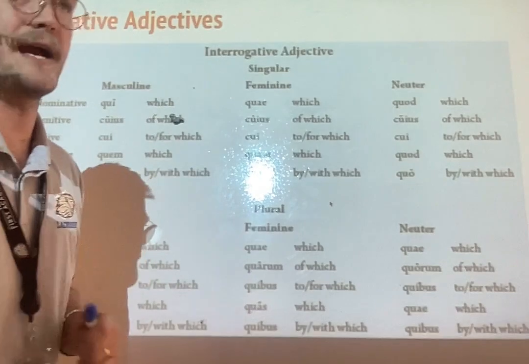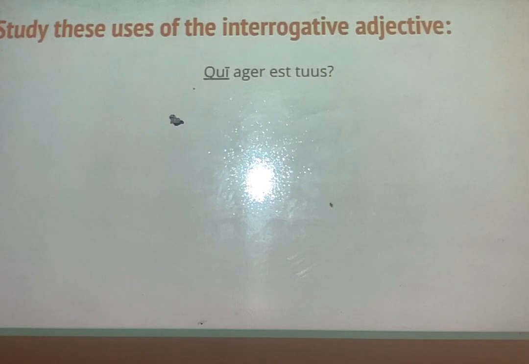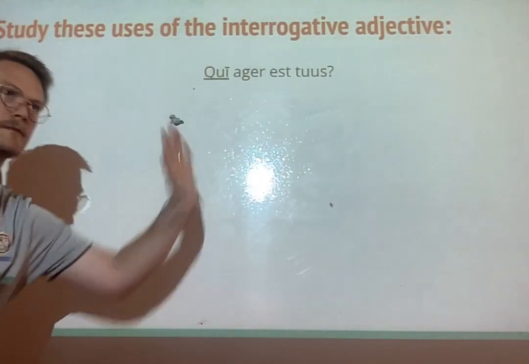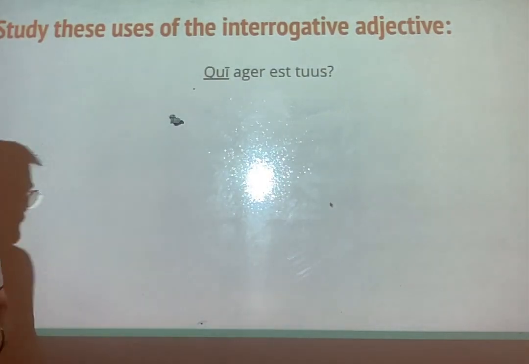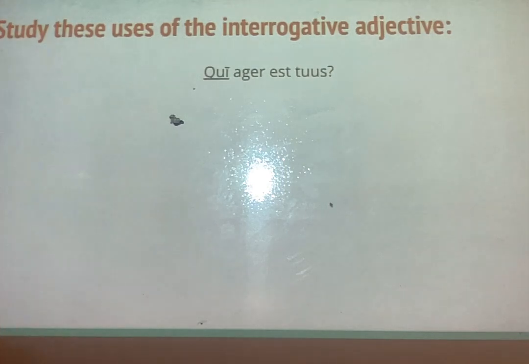All right, so now let's practice these really quick. They're going to look exactly the same, all right? But look at how they are going with the rest of the sentence. They match in gender, number, case, a noun. Which blank, you see that? They just go with it, all right? So, qui ager est tuus.